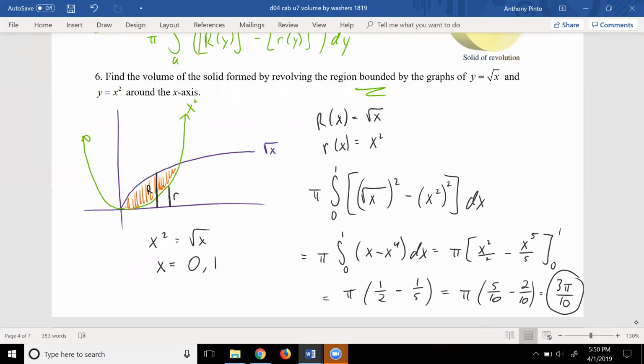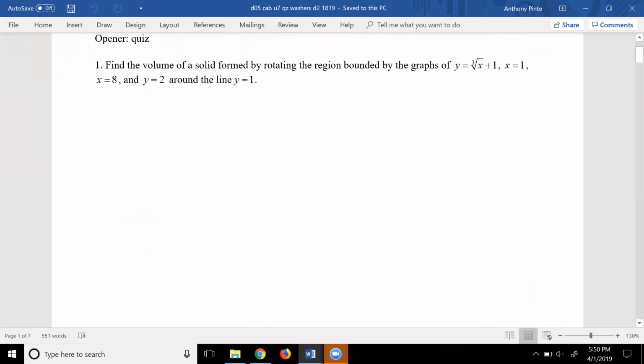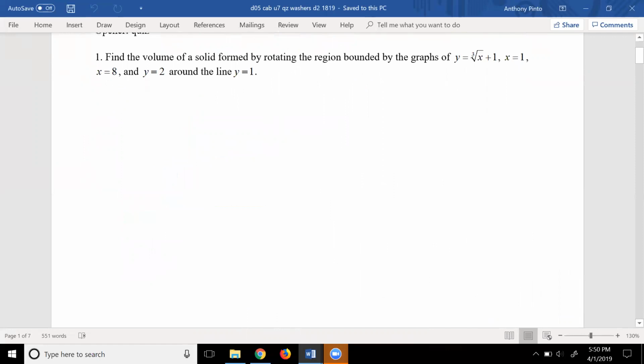All right. The next one, I want to look at one other problem. We're at least going to set it up. It says find the volume of a solid formed by rotating the region bounded by the graphs of y equals the cube root of x plus 1, x equals 1, x equals 8, and y equals 2 around the line y equals 1.